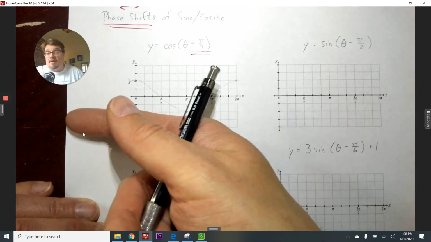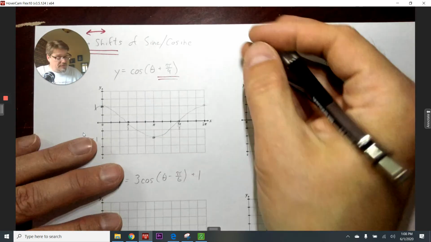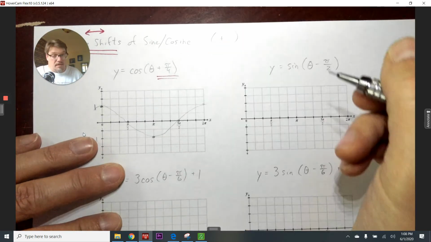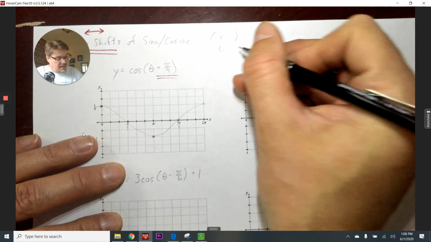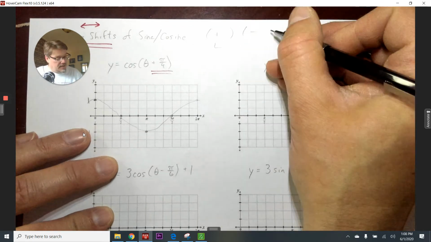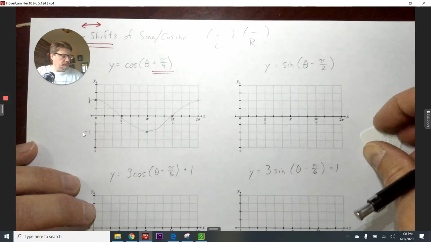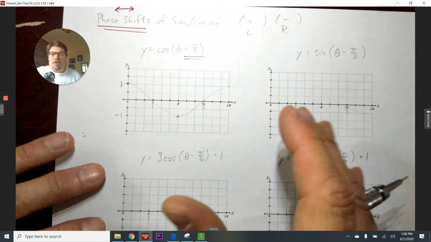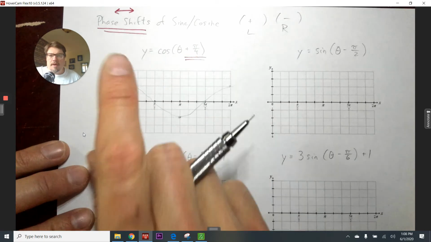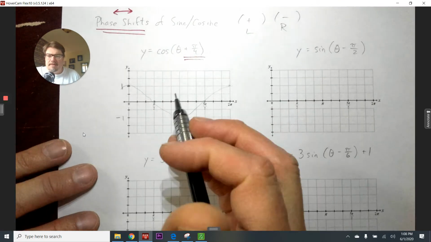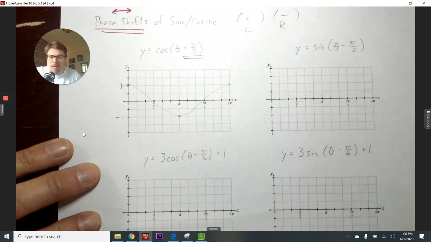Okay, so if you see a plus sign right there, that means that's a left transformation. And if you see a negative sign in the middle, that is a transformation to the right. All right. So with cosine, we're going to go to the right, pi over 4. Now, let's investigate and see where pi over 4 is. Like, what is that distance?